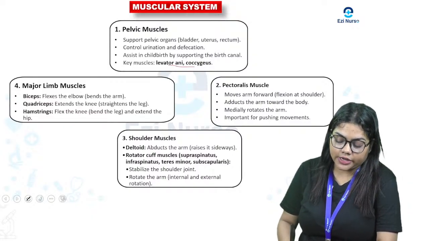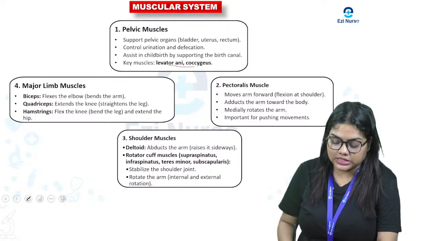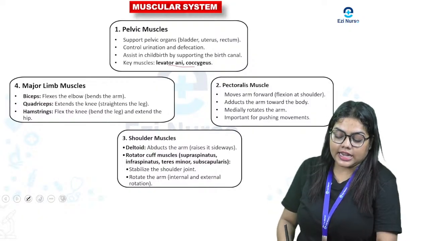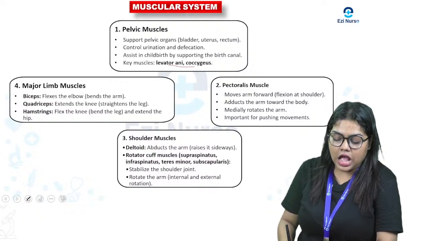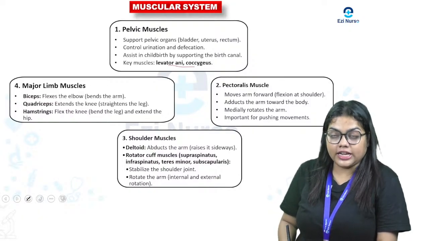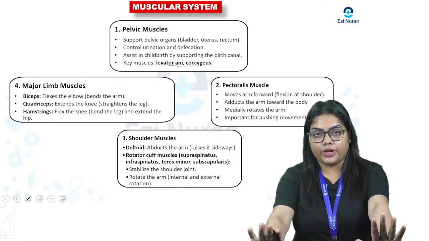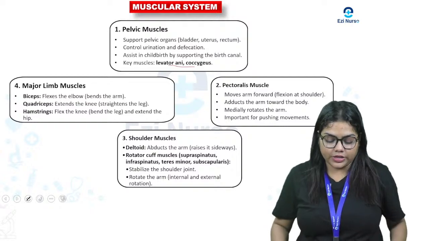Next is the pectoralis muscle. The pectoralis muscle moves the arm forward, the flexion at the shoulder. It adducts the arm towards the body and medially rotates the arm. It is also important for pushing movement, in the push movements.